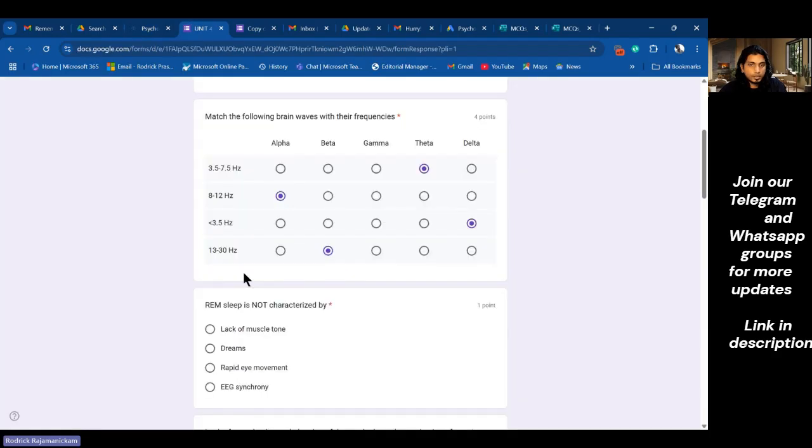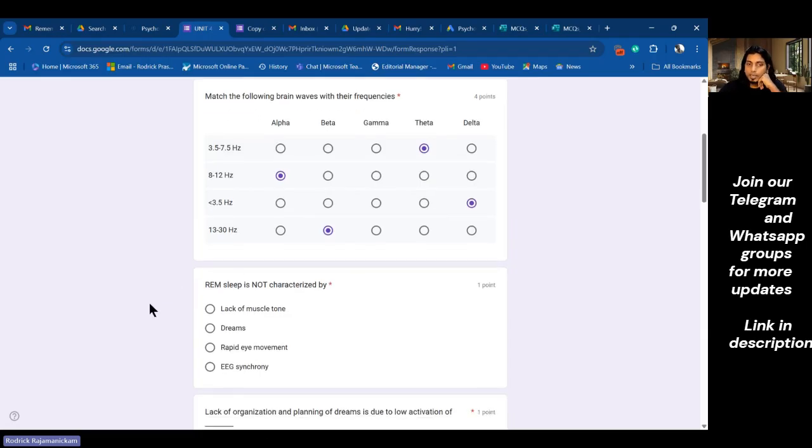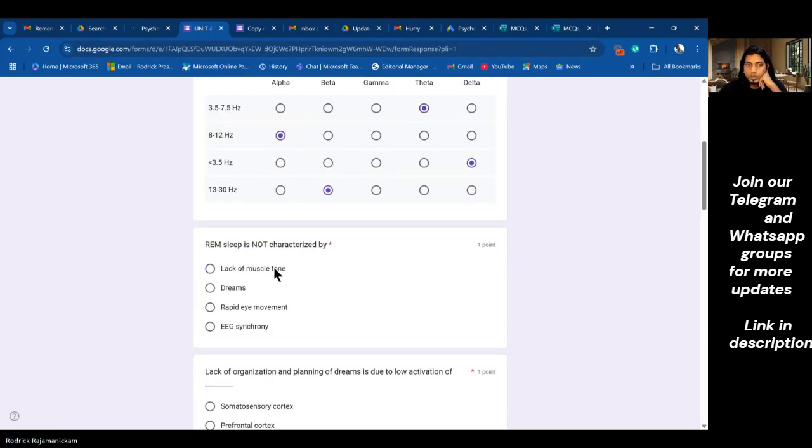I think that is the exact one we have marked here. All right. So REM sleep is not characterized by which of the following? It does lack muscle tone so that you don't act out your dreams. Dreams are present in REM sleep, but not exclusive to REM sleep, though it happens more often in REM sleep. And then we have rapid eye movement. Yes. EEG desynchrony happens in REM sleep.